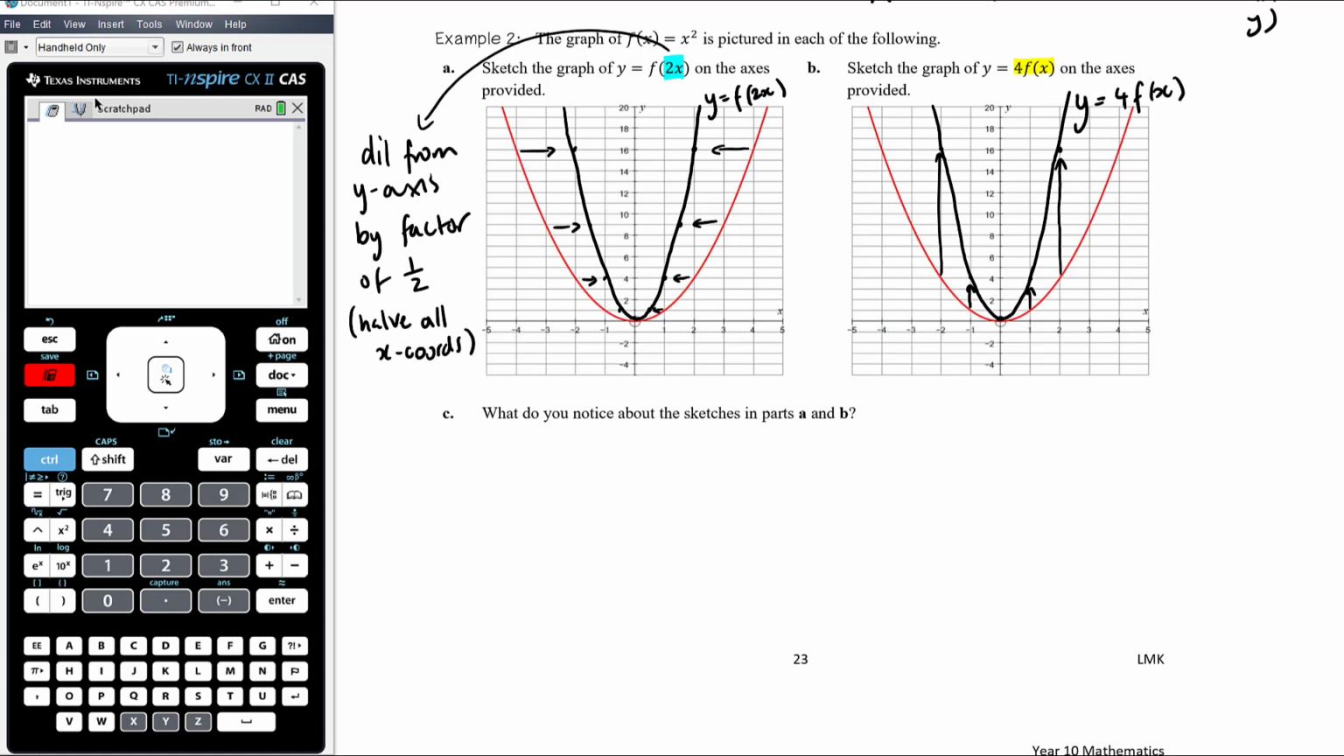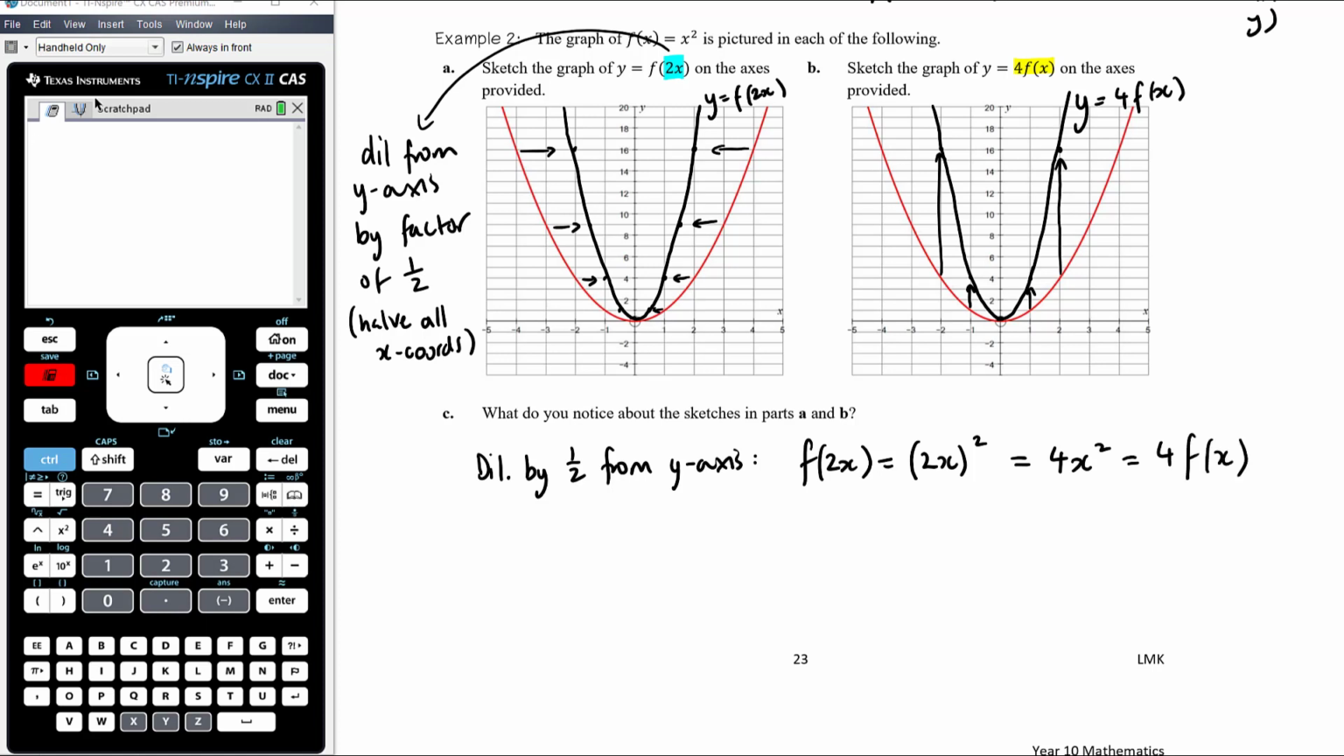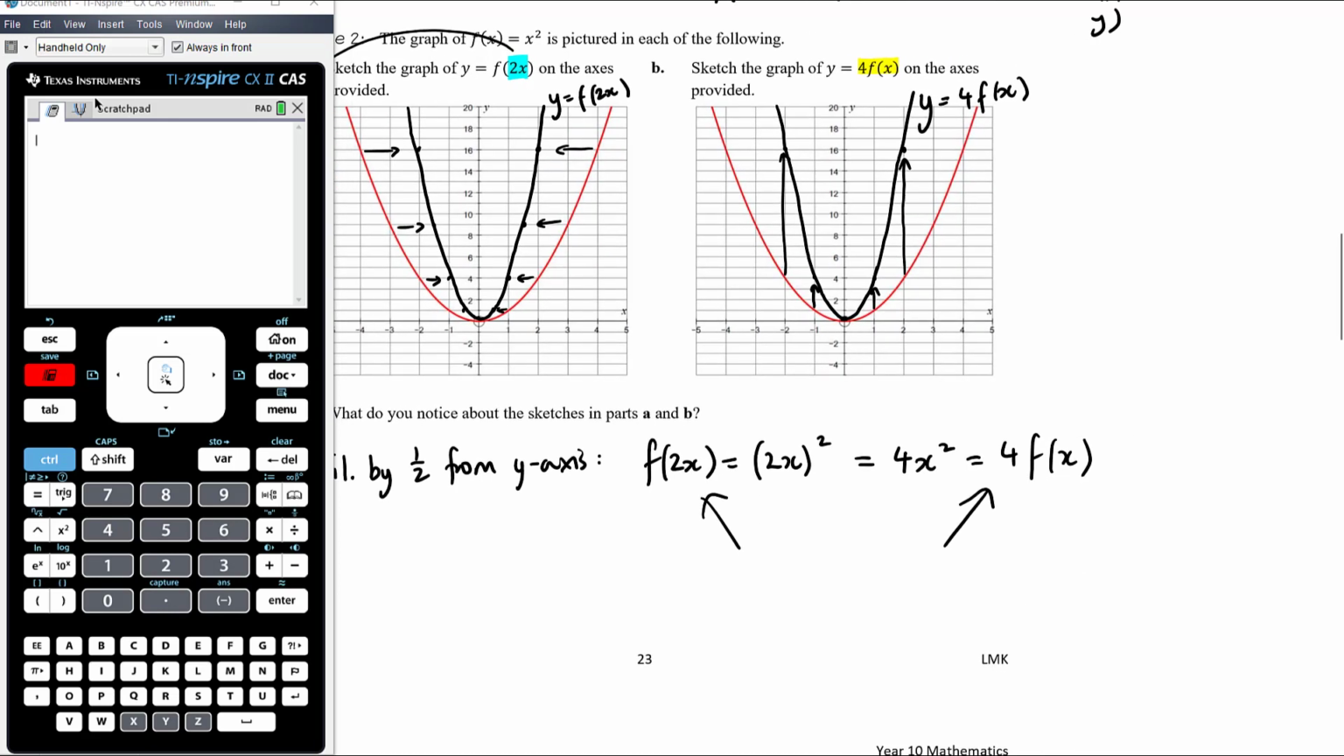So if you think about the dilation from the y-axis by, sorry, not 2, by half, that means that we get f of 2x. Now, if our original function is f of x equals x squared, that is 2x all squared. But if we expand that out, that is 4 times x squared, which is the same as 4 times f of x. And so these are going to be the same. So this 4 times f of x is a dilation by 4 from the x-axis.